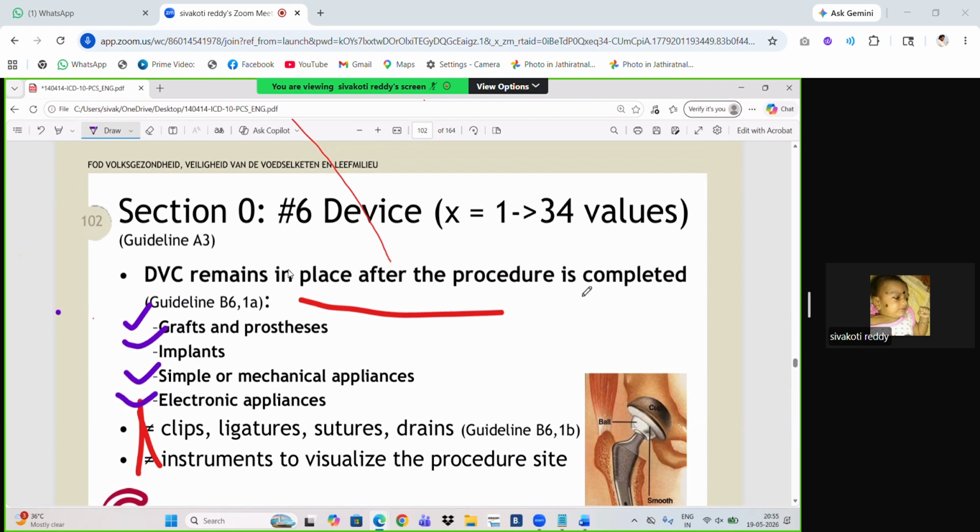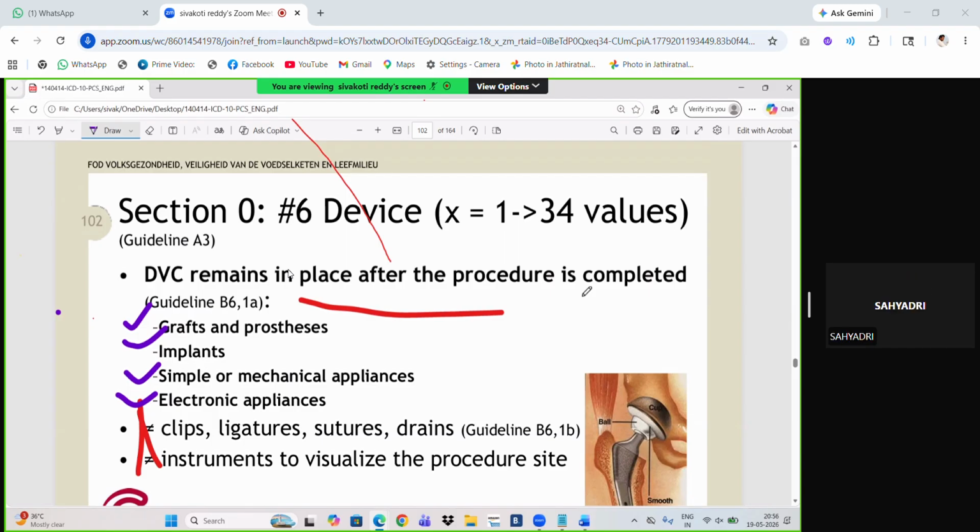Why should we not consider sutures as devices? After some days of the procedure, sutures dissolve in the body, or after 10 to 15 days they will remove the sutures, right? Surgical drains also, after removing the fluid, they will remove the drain. Clips and ligatures they put for support purposes.